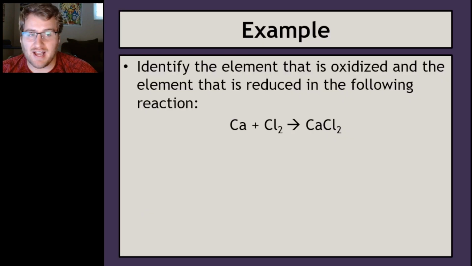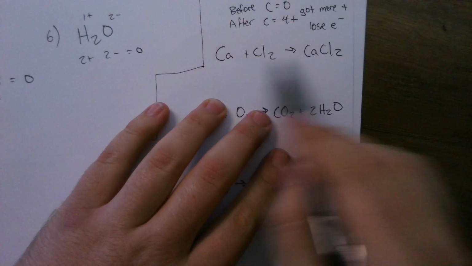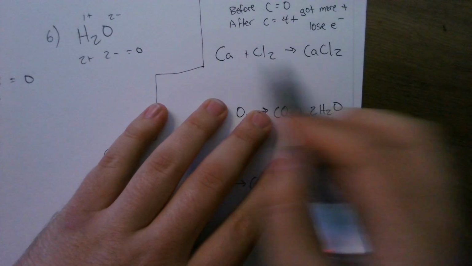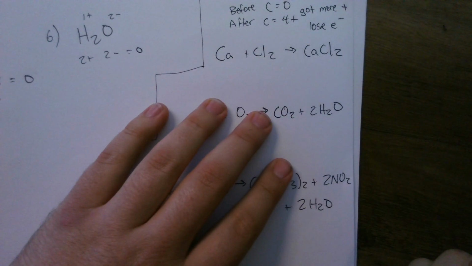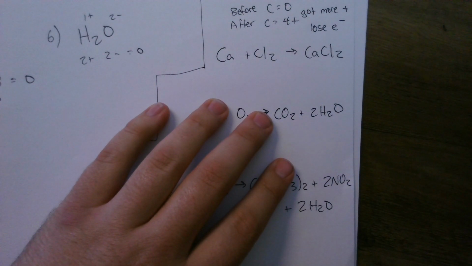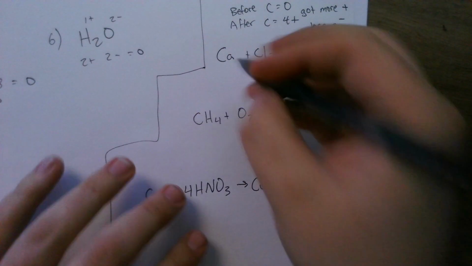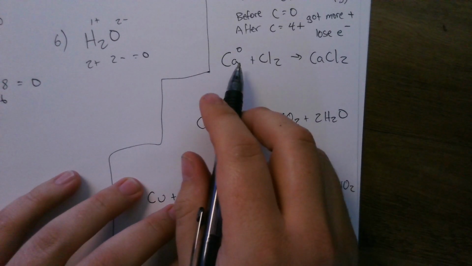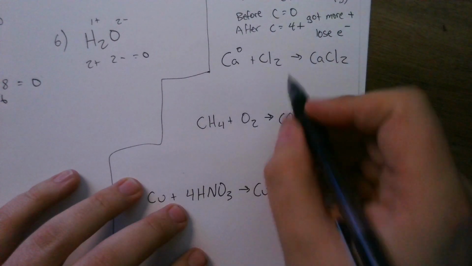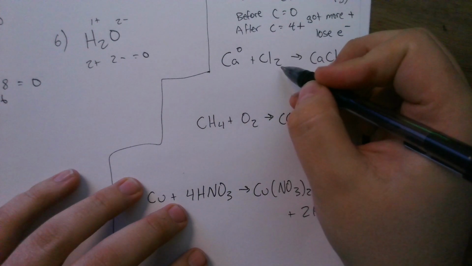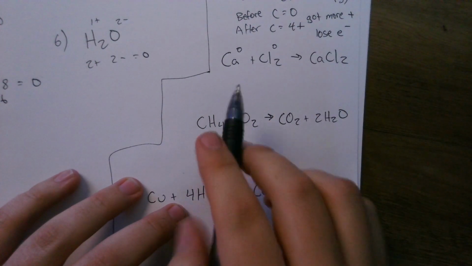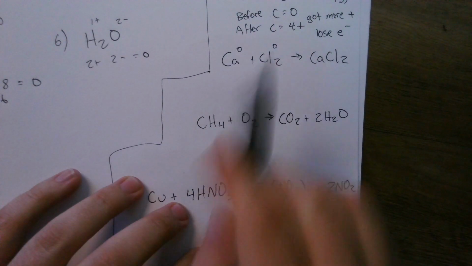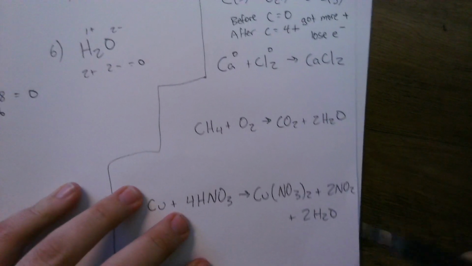Identify the element that is oxidized and the element that is reduced in this reaction. So let's take a look at it. Okay, so we're here at this reaction. I'm going to look at their oxidation states before and after to figure out which thing is oxidized, which thing is losing electrons, and which thing is reduced. So I'm just going to go through and assign their oxidation states. Calcium is by itself, so it's 0. Chlorine, it's not by itself, but it is diatomic. That's its simplest form, also 0. So both things start off at 0. That's going to make it a little easier.